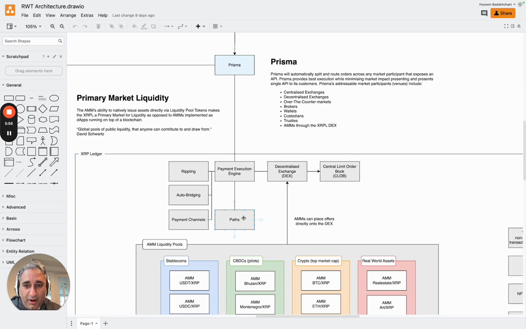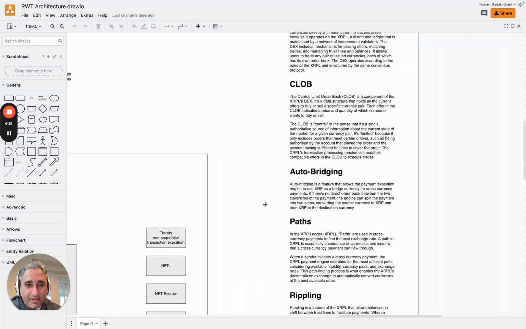So we have paths and path finding. It's trying to look at XRPL addresses, for example, trying to find liquidity across the shortest possible path for a transaction, I think. Again, if I'm wrong on this stuff, for God's sake, please correct me, right? I'm trying to understand this as best as I can.